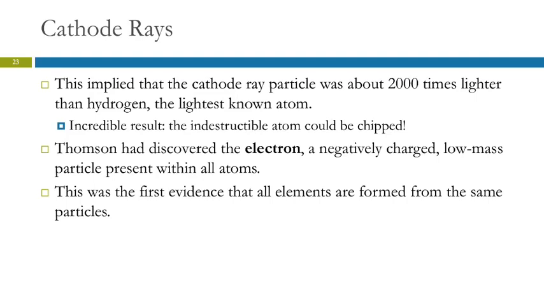So he had discovered what later came to be called the electron, a small negatively charged particle present in all atoms. That's the reason it didn't matter what element he used. All atoms have electrons. And so this was a beam of electrons that he was making. So this was the first evidence that atoms have smaller particles in them, and that all elements are composed of the same small particles.